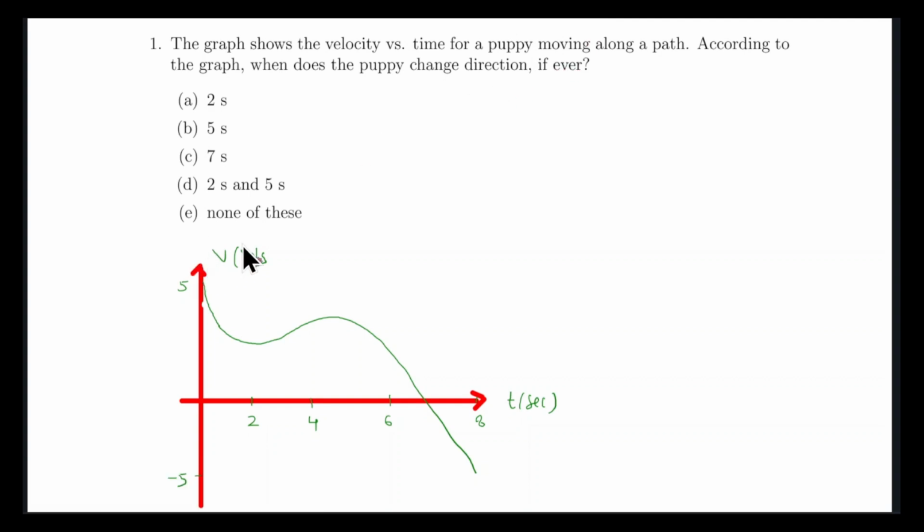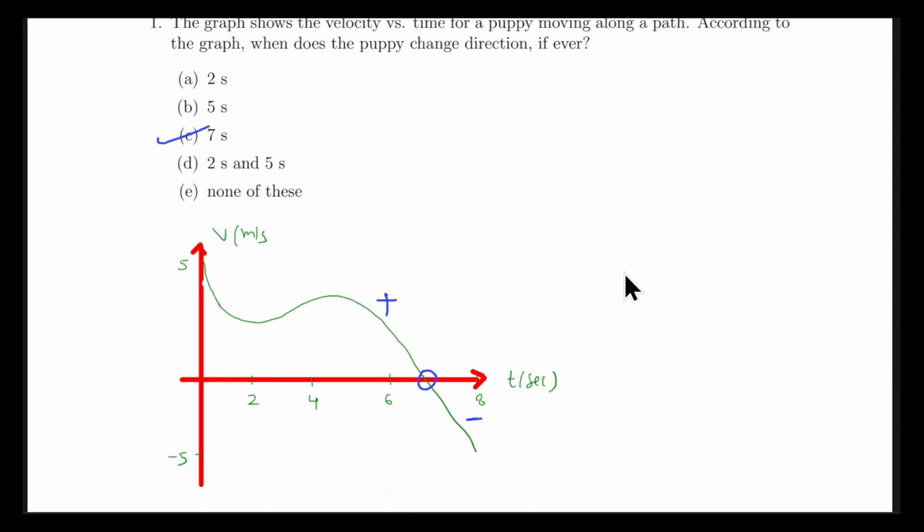Fortunately, this graph is a v versus t. So I can see that this is the point where the velocity is changing from positive, I can see that this region is positive, to negative. And this looks like 7. So among these options, option C, 7 seconds, makes the most sense.